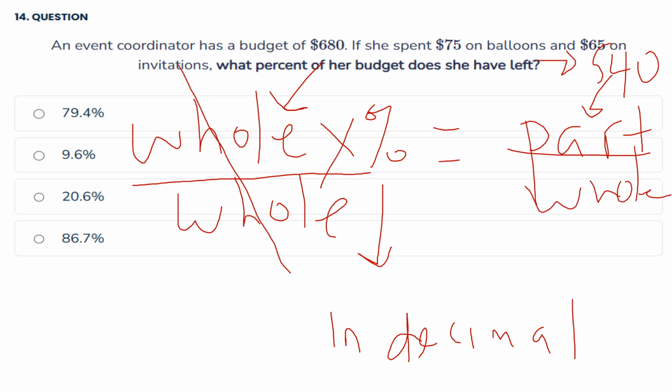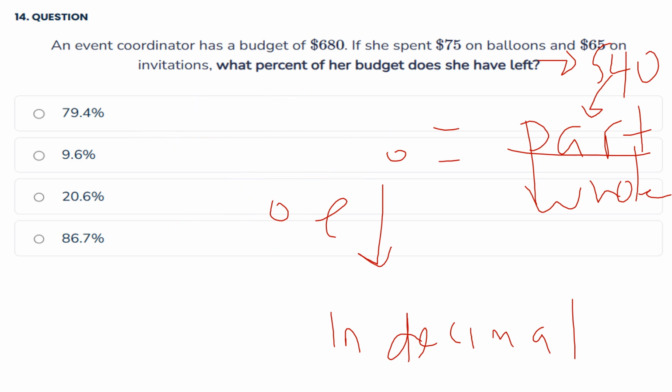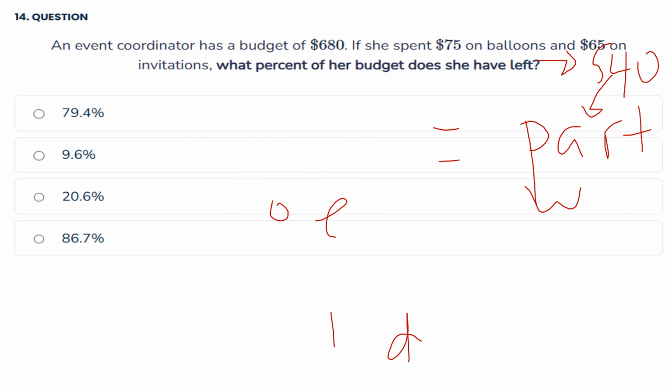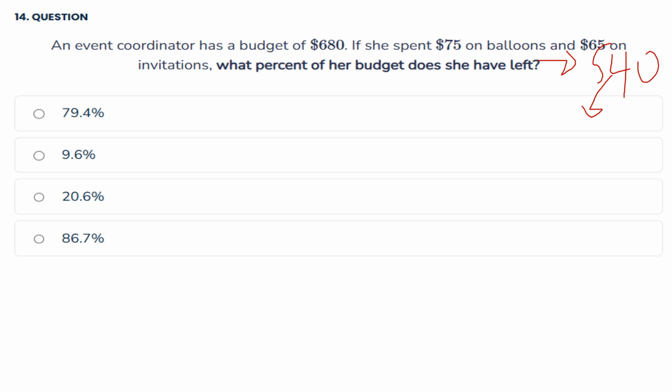And that cancels out on that side. So it looks like percent equals part over whole. So that's the equation I am going to use. But that percent is going to end up being a decimal. But we can figure out what it is once we get the decimal. We can figure out what the percent is.